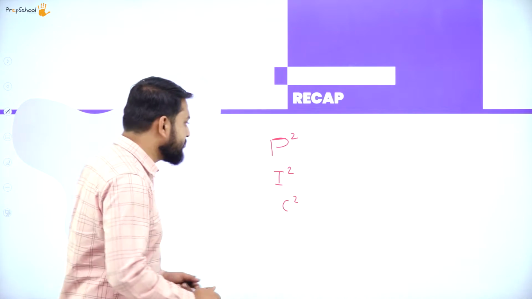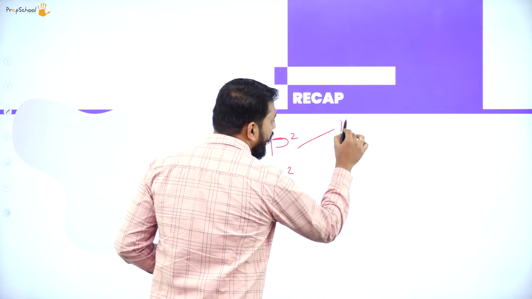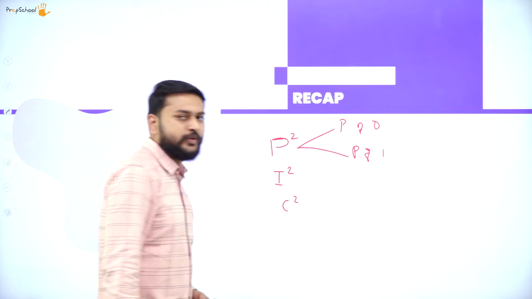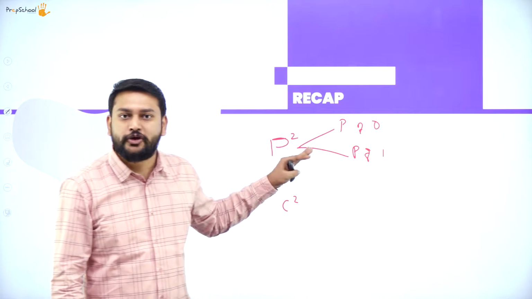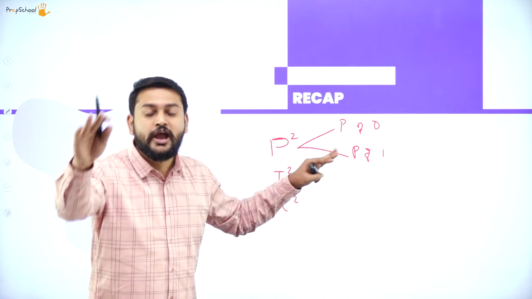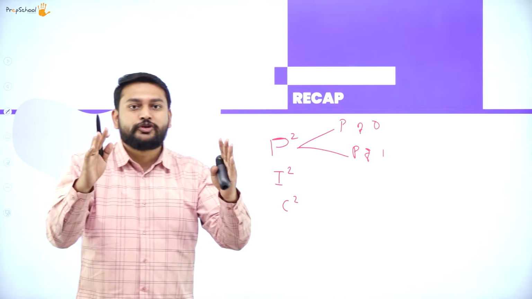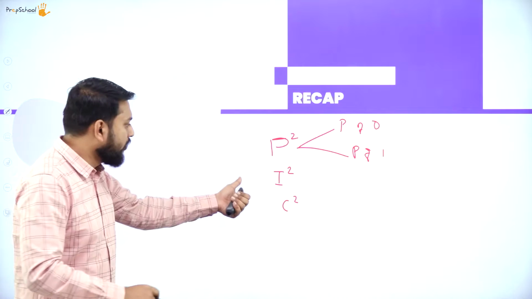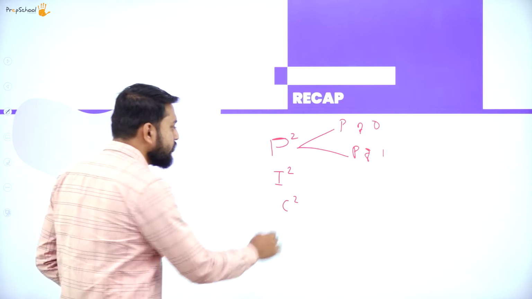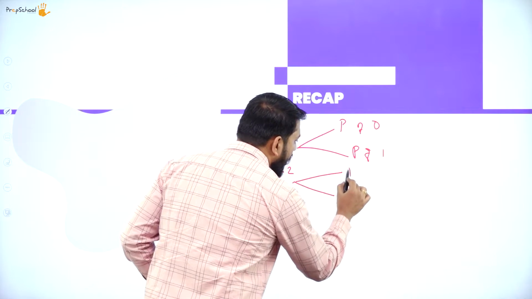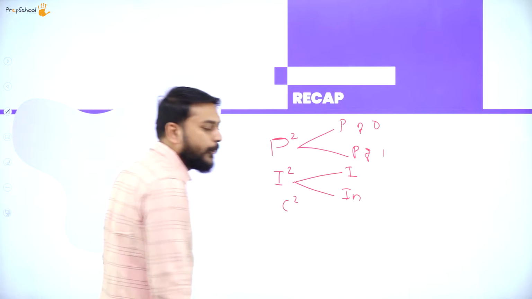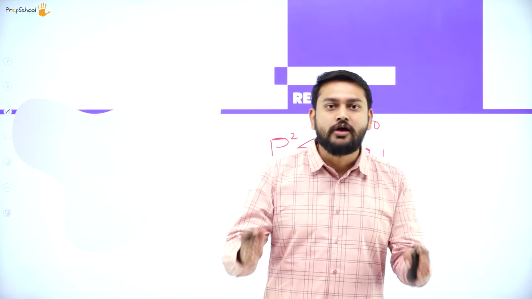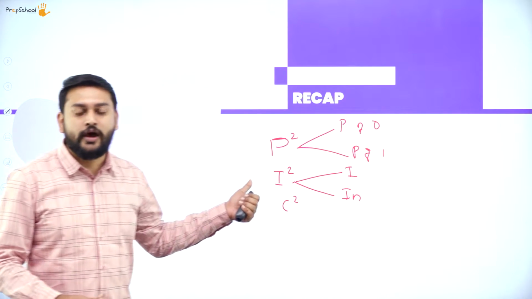What is p square? P square in the sense properties of 0 and properties of 1. This is very easy for you to remember: properties of zeros and properties of 1, that's what you have to call p square. What is i square? You have two laws, independence law and involution law. That's what I will call i square.